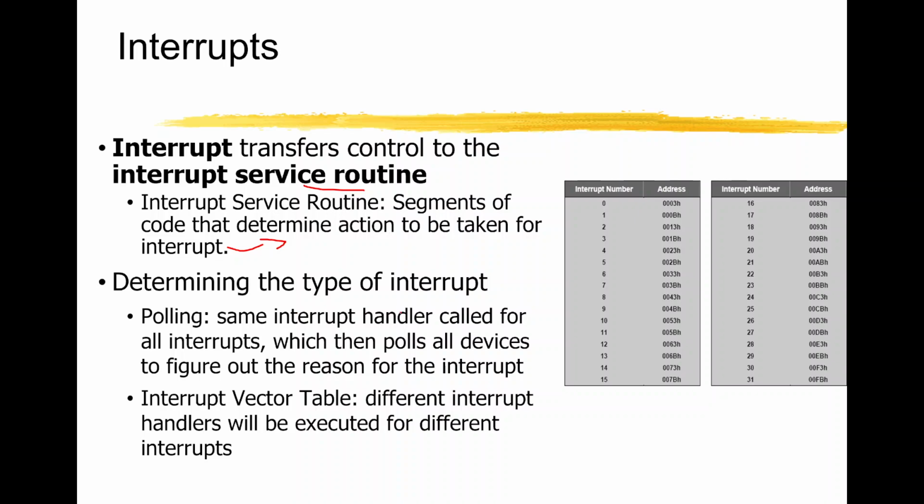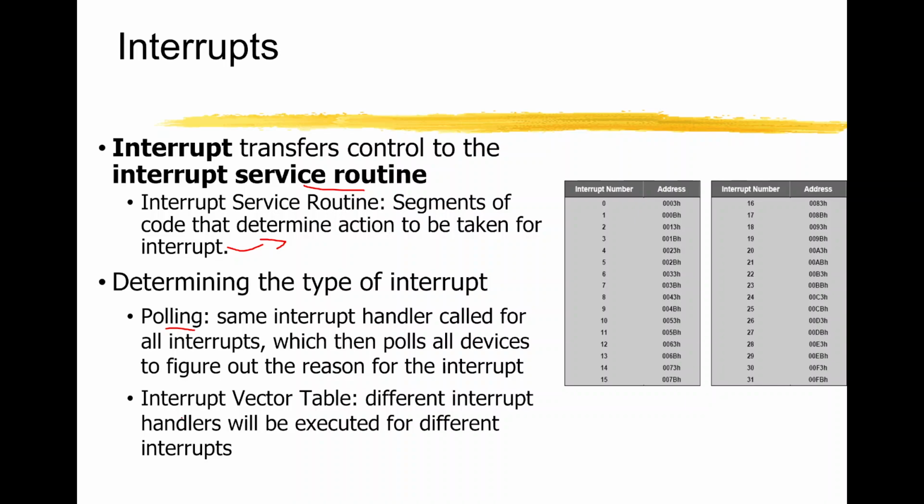Determining the type of interrupt: we have a polling system, where the same interrupt handler is called for all interrupts. We then poll all the devices to figure out the reason for the interrupt. So once it gets the interrupt, it has to check all the hardware to find out which of them needs the support.